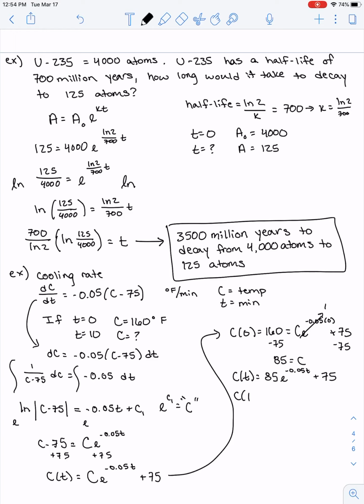And I can now solve for 10 minutes later: 85 e to the negative 0.05 times 10 plus 75. So if I plug this into my calculator, I get that my temperature is approximately 126.555, or I'm just going to round this to the nearest degree. That is approximately equal to 127 degrees Fahrenheit. So if it started out at 160 degrees, 10 minutes later it will have decayed to 127 degrees.